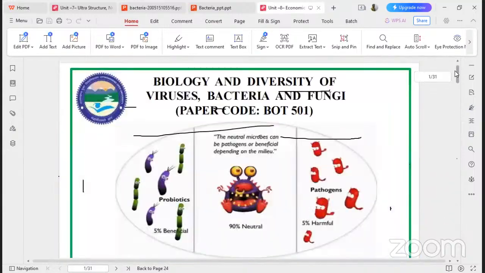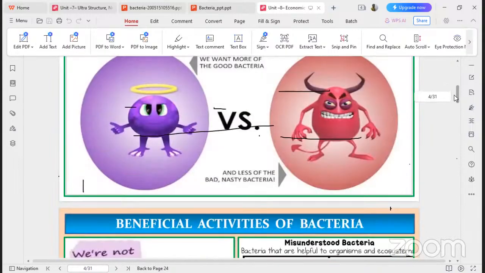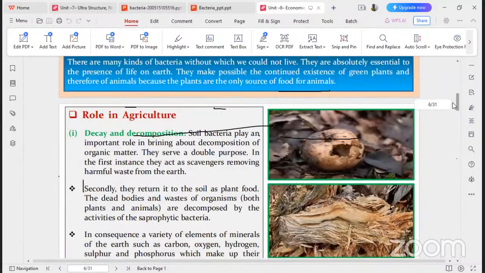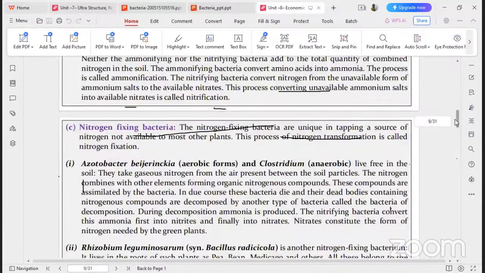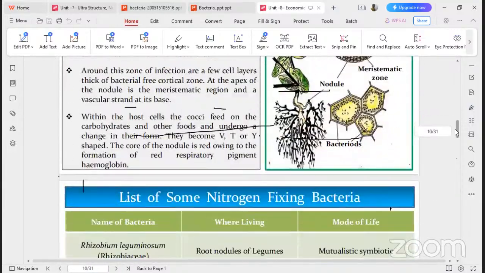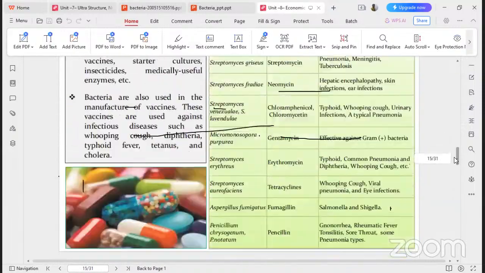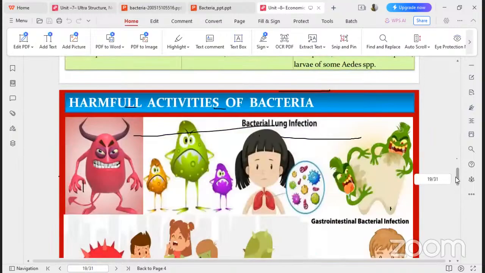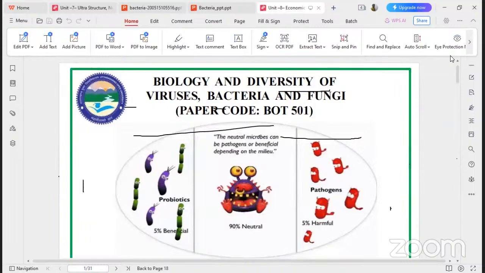In the next class we will discuss viruses. There are useful and harmful aspects of bacteria. Their importance lies in three aspects: agriculture, industry, and medicine, and then diseases caused by them, even environmental pollution, and the harmful aspects of the bacteria. This is also one of the essay questions. Economic importance of the bacteria is very, very important.